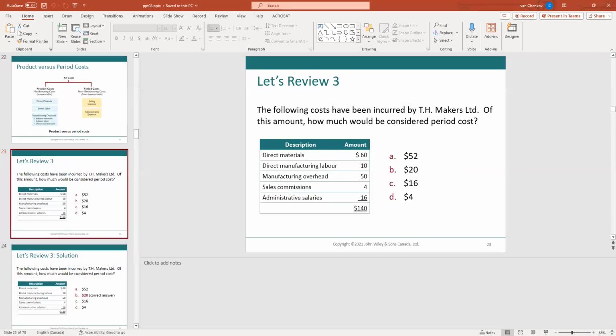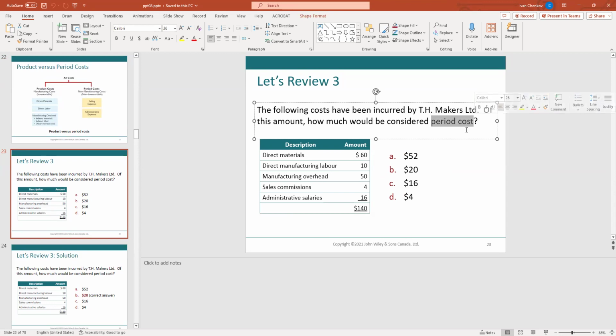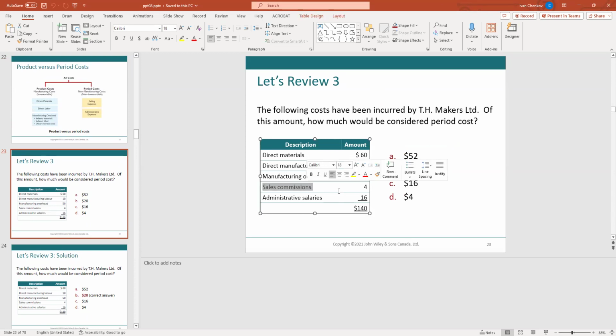Let's see this question. The following costs have been incurred in this company. Of this amount, how much will be considered period cost? So which one is non-product cost? Sales commission, 20. Right? So 20. Yes, sales commission is not product cost, and administrative salary is not product cost. That's $20.